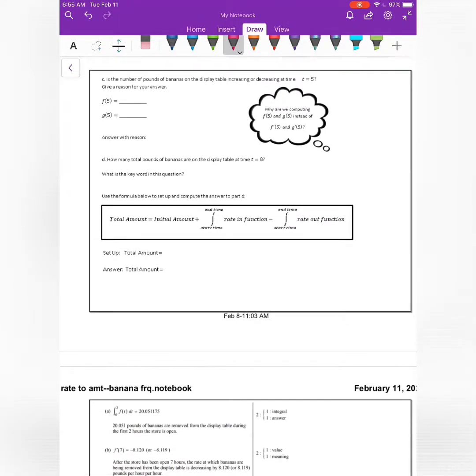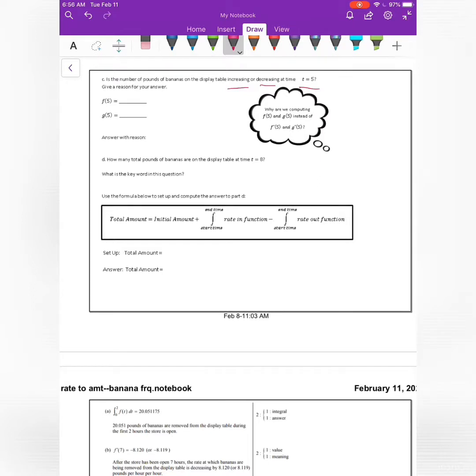All right, on to part C. Is the number of pounds of bananas increasing or decreasing? So we want to know, is the amount of bananas going up or down at time 5? So hard to figure this one out. You do not do any integration. You don't try to figure out the amount of bananas on the table because you would just find a number that says 20. But how do you know if that is going up or down?